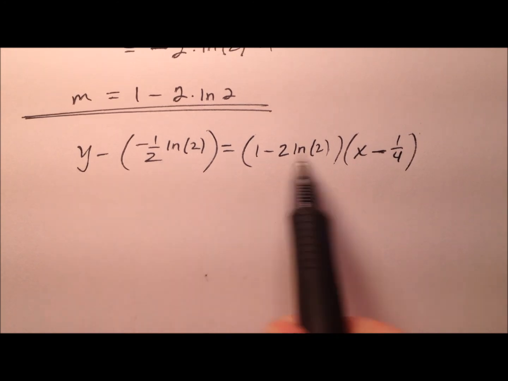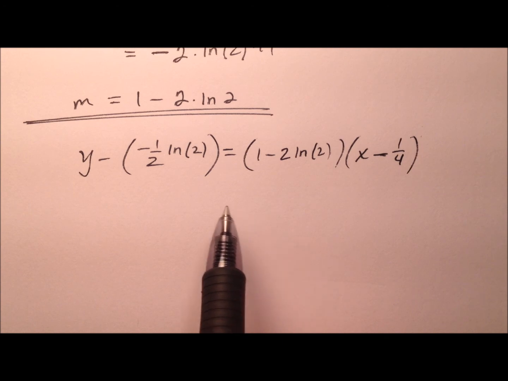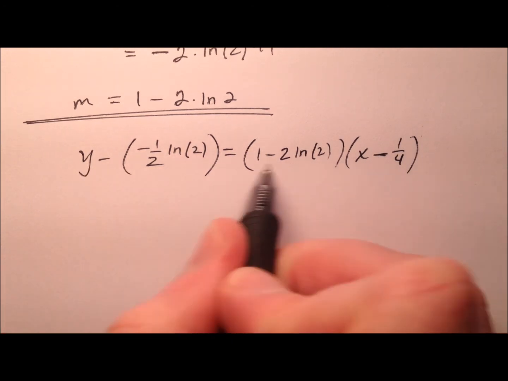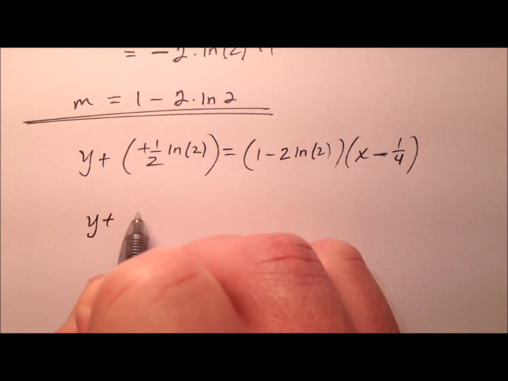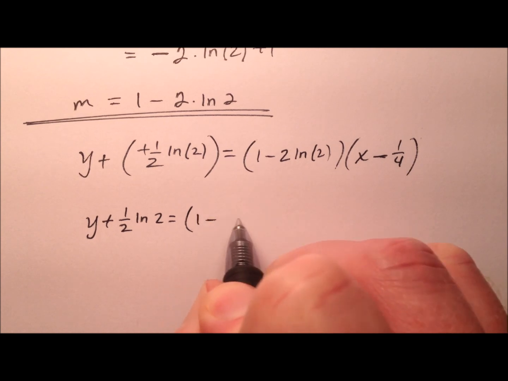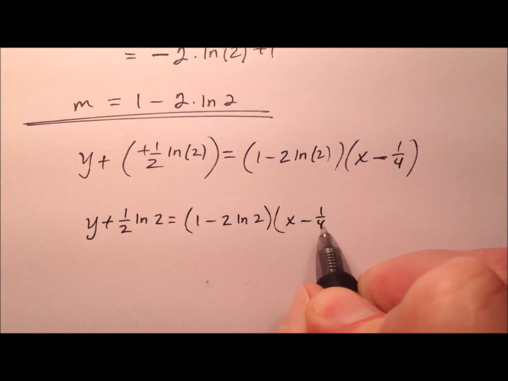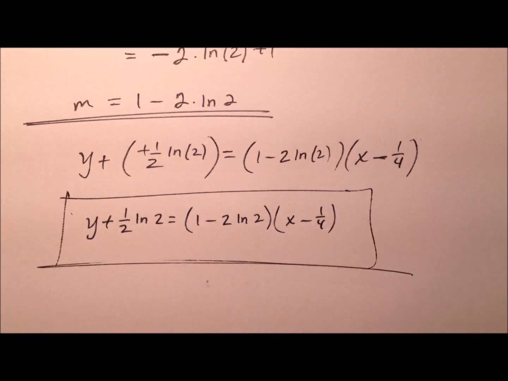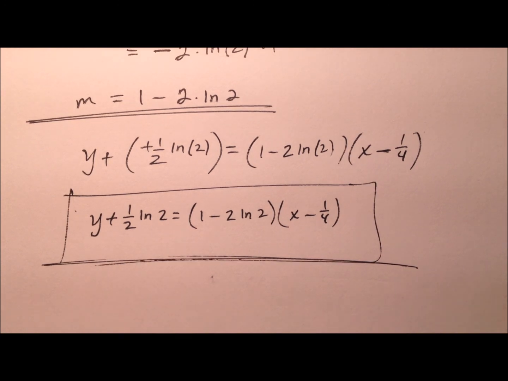Okay, sometimes these things are going to come out really nicely, honestly, and sometimes these things can be ugly, and that's okay. Let's go ahead and simplify this a little. So we have minus and negative, so y plus 1/2 the ln of 2 equals 1 minus twice the ln of 2, and then x minus 1/4. So here is an equation of the tangent line to the graph of our function at x equals 1/4. So here's what a graph of that will look like.